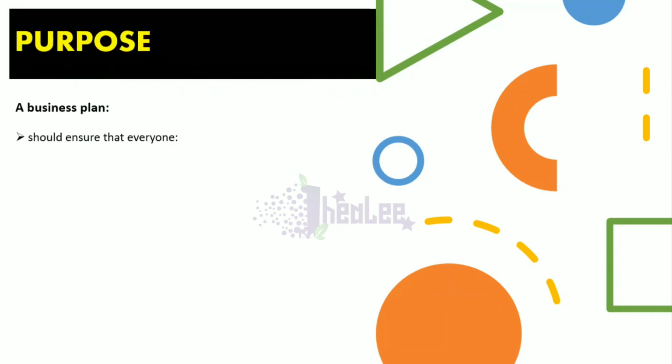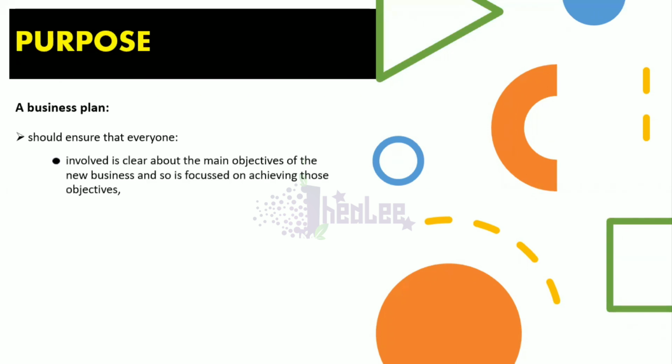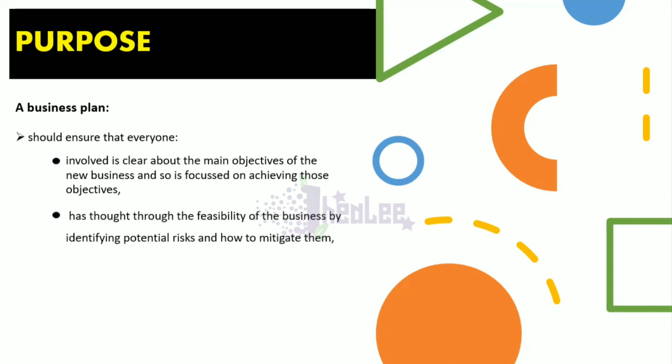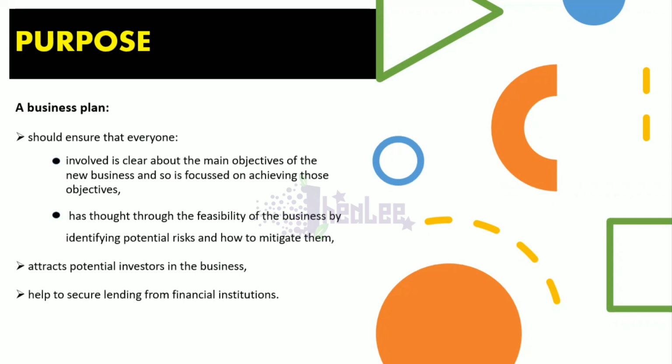The first one is that a business plan should ensure that everyone involved is clear about the main objectives of the new business and so is focused on achieving those objectives. Everyone has thought through the feasibility of the business by identifying potential risks and how to mitigate them. A business plan attracts potential investors in the business. And a business plan helps to secure lending from financial institutions. And of course, there are other purposes of a business plan.